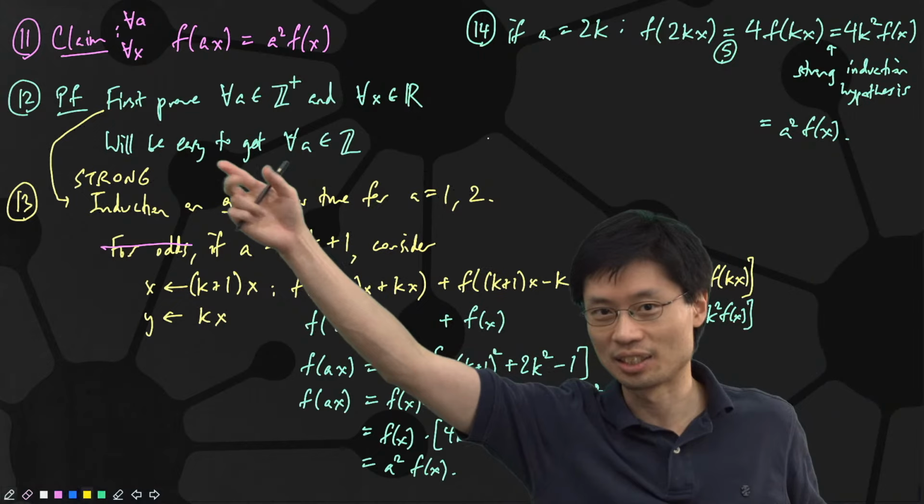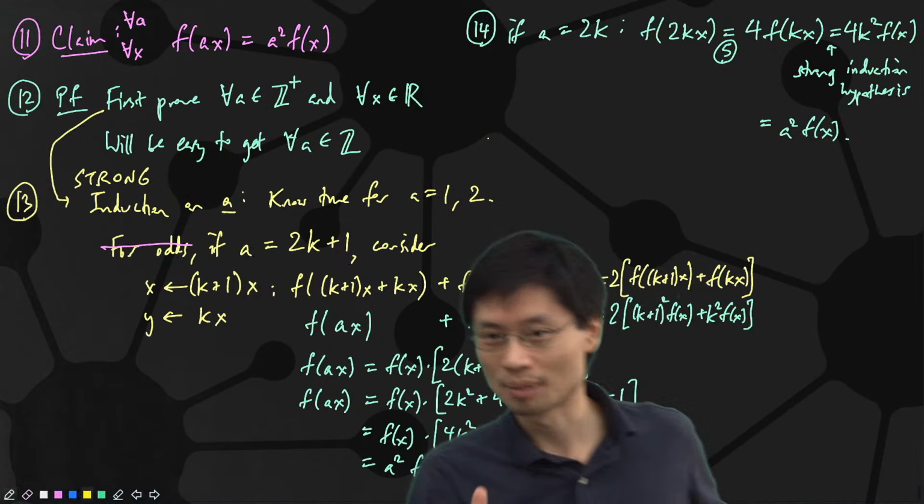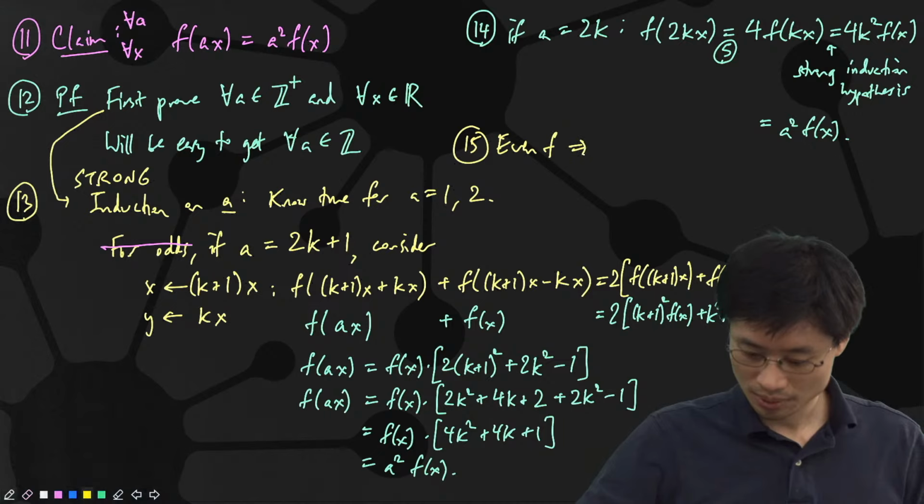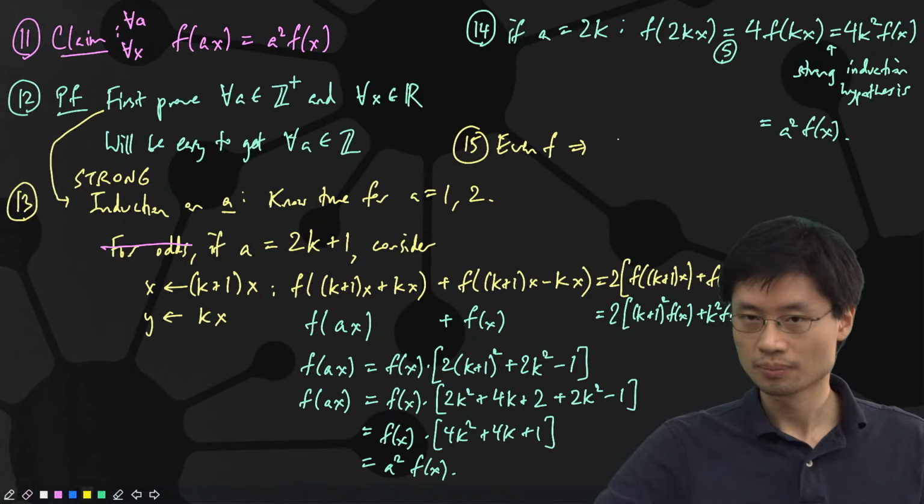So let's go to 15 here, right? Oh, somebody else raised their hand. Yeah, you can use the evenness of the function. Because you know f of minus ax or whatever would equal just f of x. Yeah, let me write that down this way.